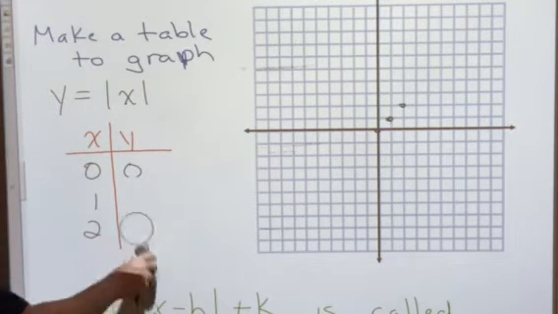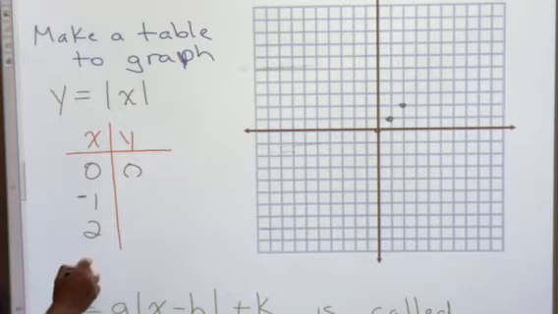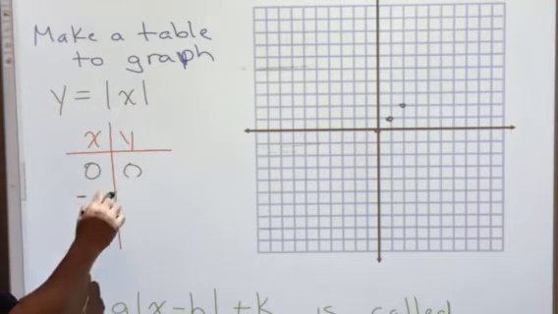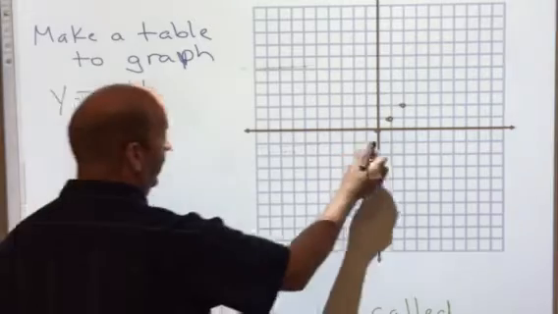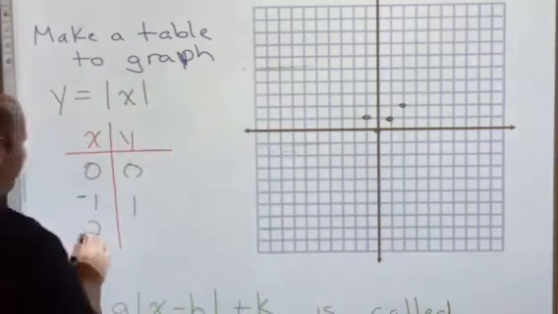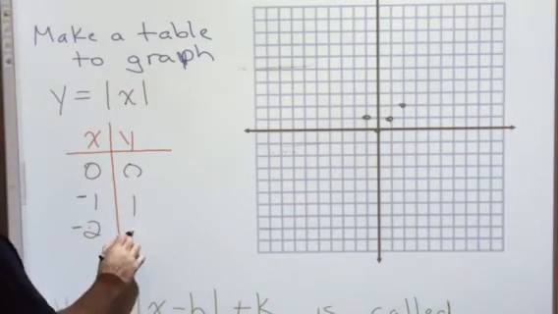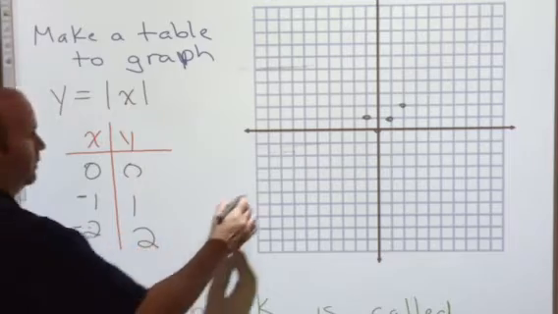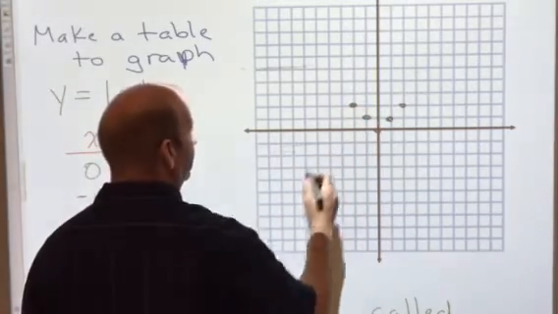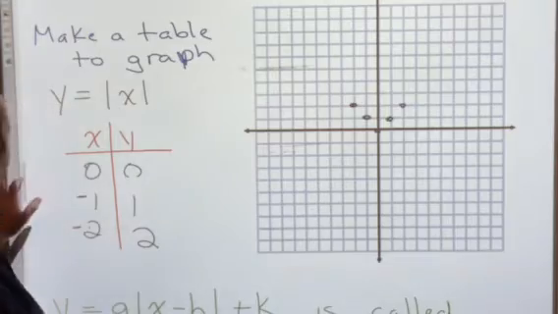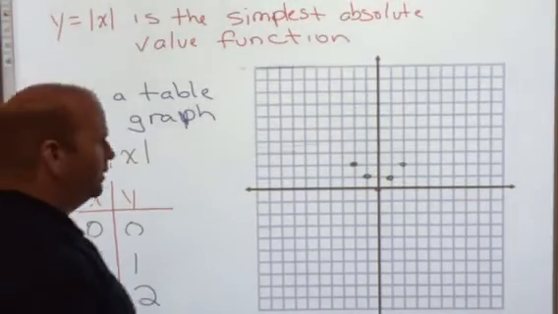What happens if you put in negative 1? What's the absolute value of negative 1? It's 1. Negative 1, 1. What's the absolute value of negative 2? Absolute value of negative 2 is 2. Negative 2, 2. So what does this absolute value graph look like?